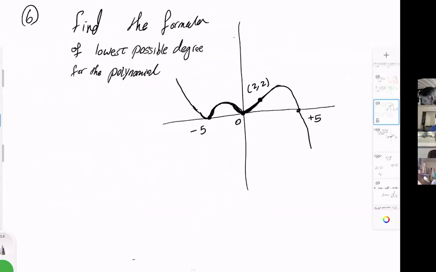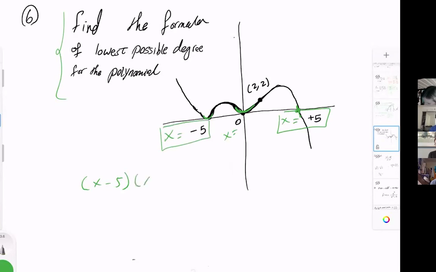Another question, but here it touches. That means we have multiplicity of 2. Here it goes through. That was Megan's presentation. This was great. So here we have x equals -5, x equals 0, x equals 5. So x equals 5 means we're going to have x minus 5 in parentheses. X equals -5, we're going to have x plus 5. Because it touches, we have to put degree 2.